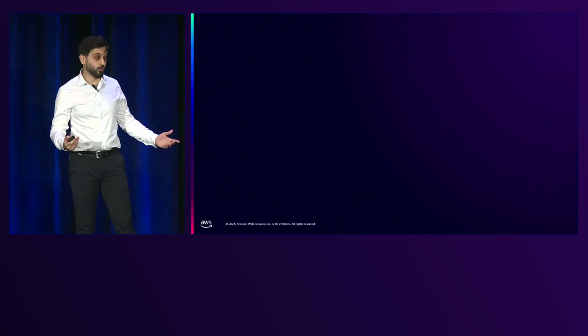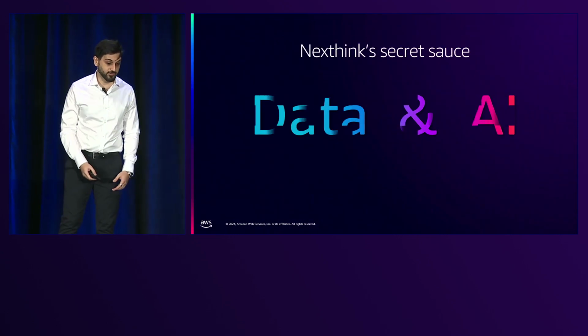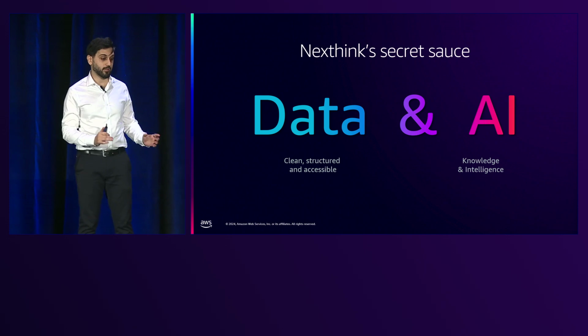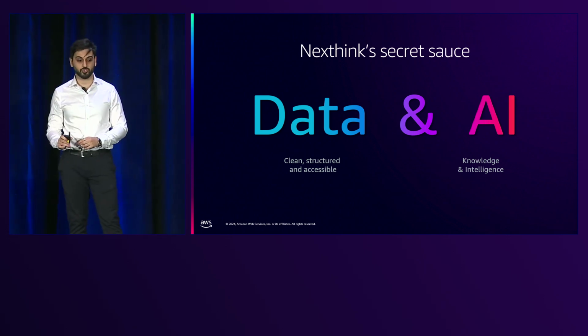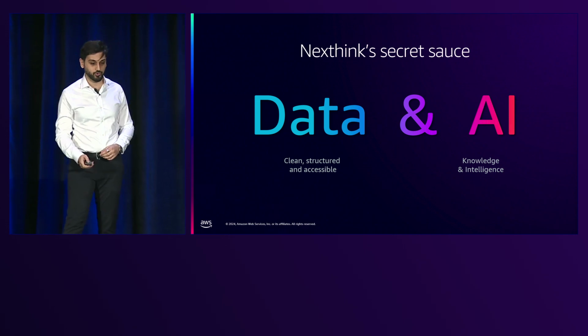So how do we do all of this at Nexthink? So what's our secret sauce? Well, basically, it's the combination of data and AI. Clean, structured, and accessible data combined with the knowledge and intelligence generated by artificial intelligence.